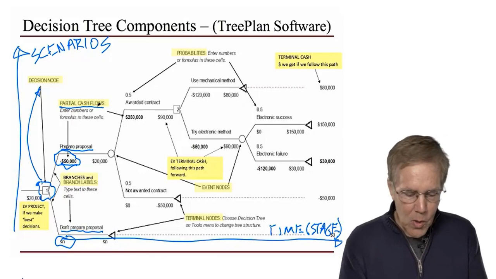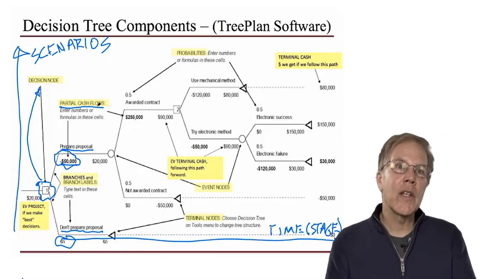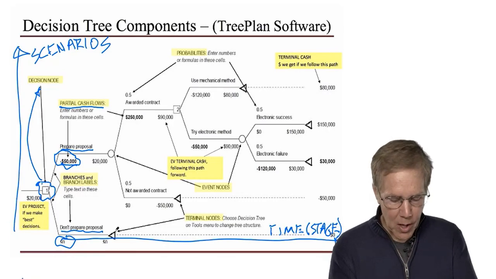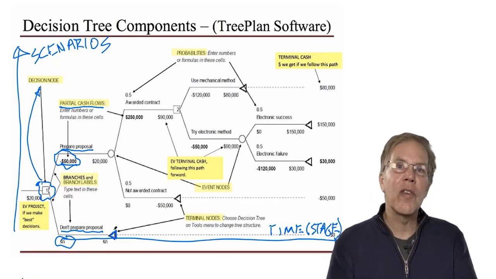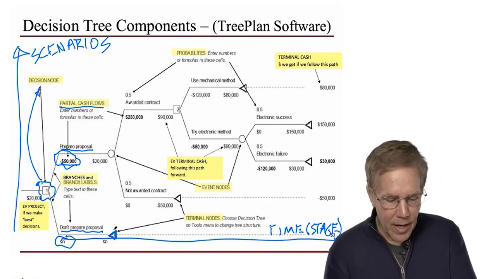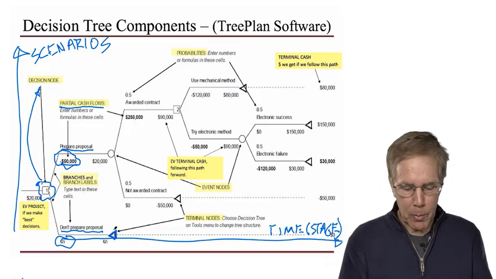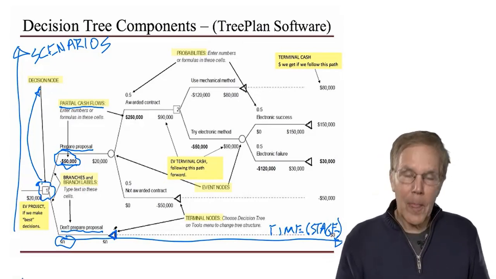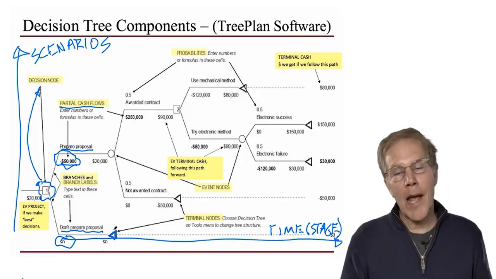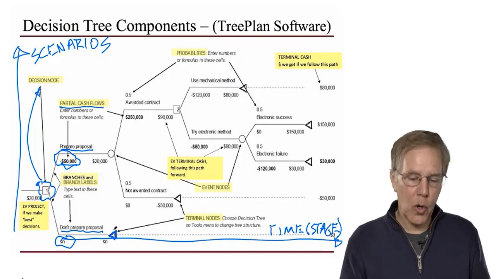All right, so let's keep following the tree, assuming that we do decide to prepare a proposal, because if we don't prepare a proposal, we're done. These triangles represent what are called terminal nodes, and that just means the end of the tree if we choose to follow that path. So let's follow the prepare proposal branch here. And so we're going to spend the $50,000, and then what's going to happen? We might get awarded our contract, or we might not.